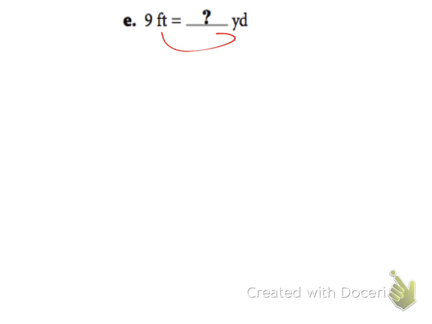This one, you're going from feet to yards, so you want your number to be smaller, so you're going to divide. There are 3 feet in a yard, so you divide it by 3. 9 divided by 3 equals 3. So 3 yards.